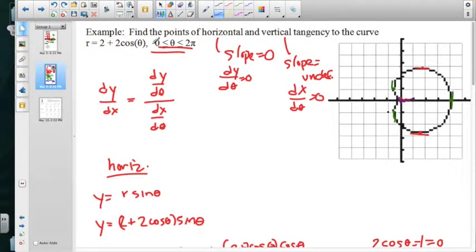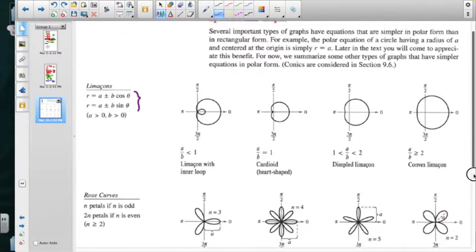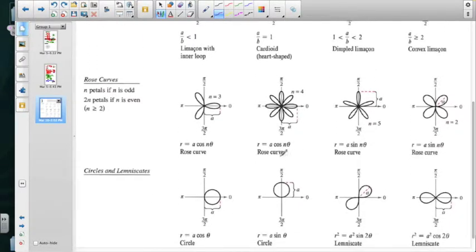It's 2 plus 2 cosine theta. So it's a constant plus or minus a coefficient times cosine or sine theta. So that's one variety. Then we have what we call the rose curve family. That's the a cosine and a sine n theta. When n equals 3, it has 3 petals. If n equals 4, it's got 8. So if n is odd, then there's that many petals. If n is even, like a 2 or a 4, then there's twice as many petals.